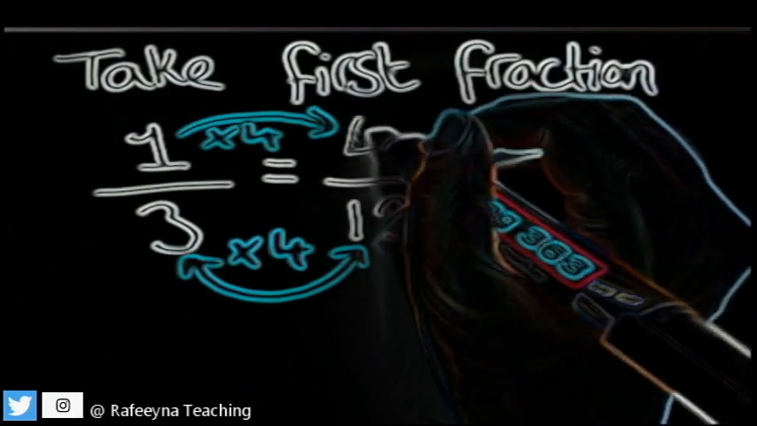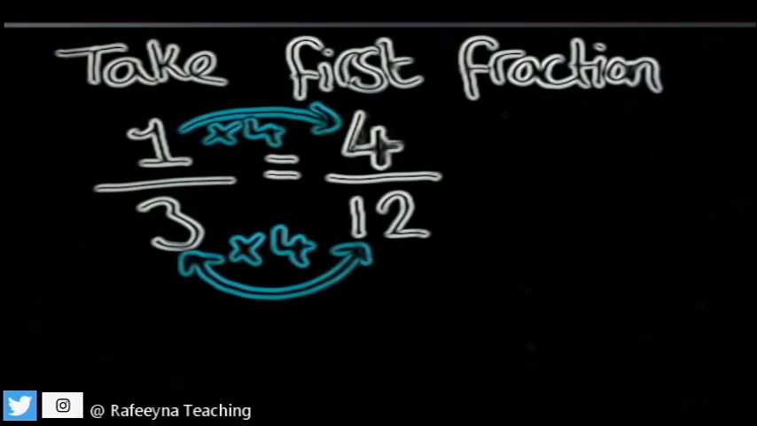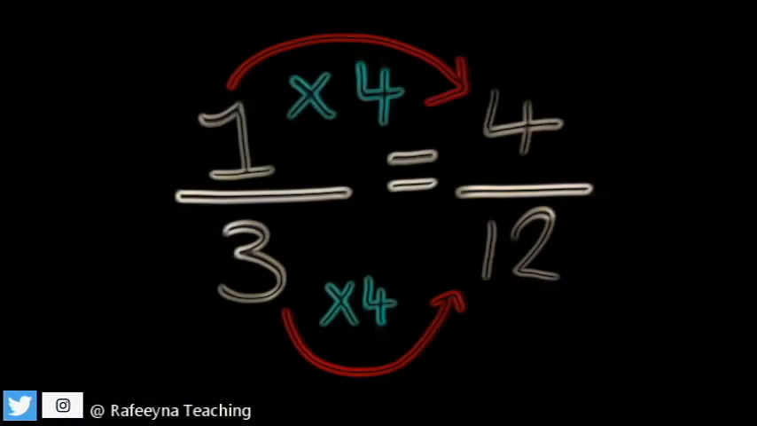Looking at the first fraction, 1/3, we can see that the denominator can be multiplied by 4 to make 12. Now, because we've multiplied the denominator by 4, we also have to multiply the numerator by 4 to make an equivalent fraction. Therefore, 1 multiplied by 4 is 4. Our new fraction is 4/12.